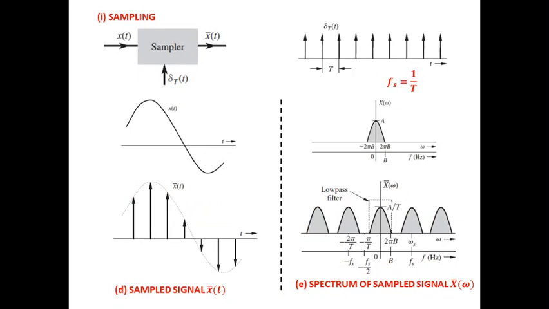Initially we have considered here the first phase of sampling, where the input signal x of t and the train of impulses are processed by a sampler to give x cap of t. This x cap of t can also be represented as our discrete time signal x of n, or in terms of its discrete time samples at every instant, as x of nT.